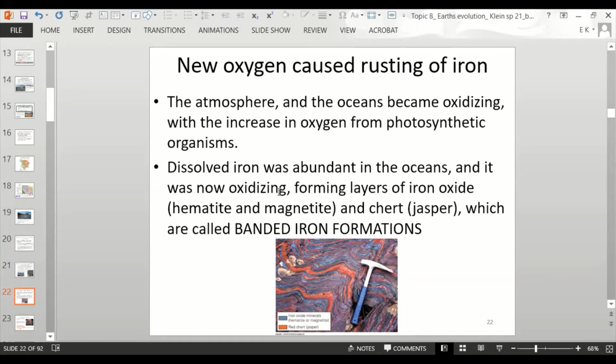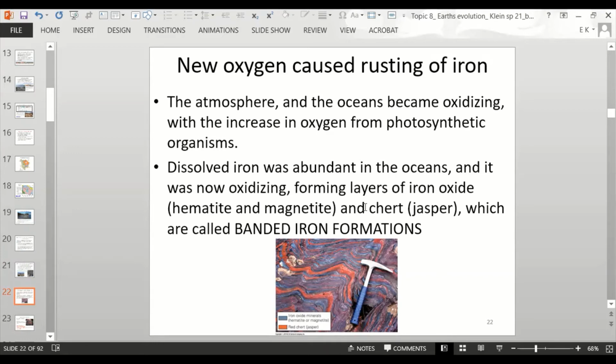So any iron that you had before you had oxygen available in the atmosphere and the oceans, you did not have oxidation. But then once we had this increase in oxygen, you were able to have oxidation. So we have iron oxide present in the rock record. So we have, in the rock record, layers of iron oxide in the form of hematite and magnetite.